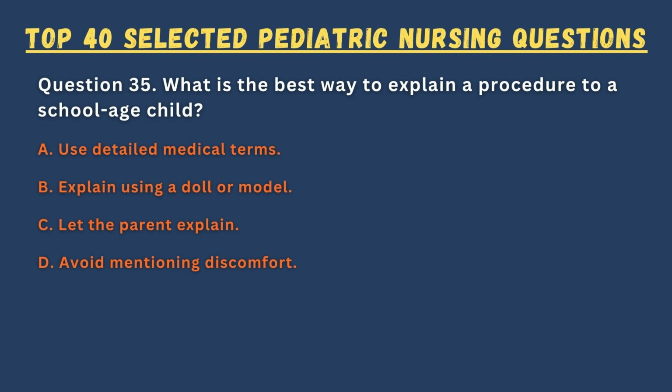Question 35. What is the best way to explain a procedure to a school-age child? A. Use detailed medical terms. B. Explain using a doll or model. C. Let the parent explain. D. Avoid mentioning discomfort.